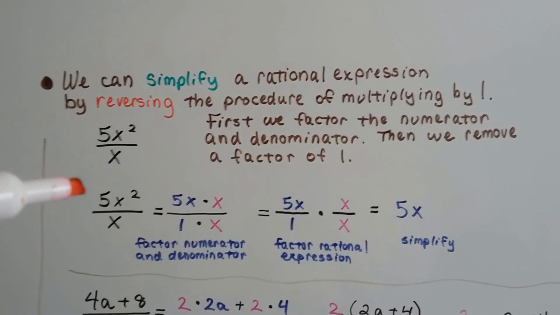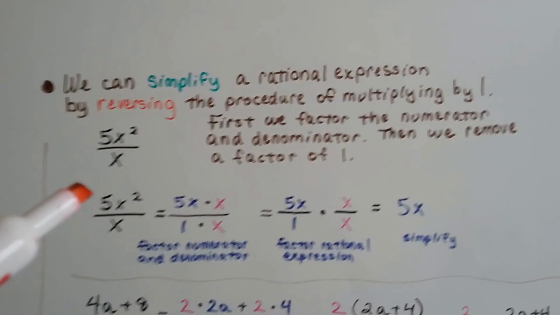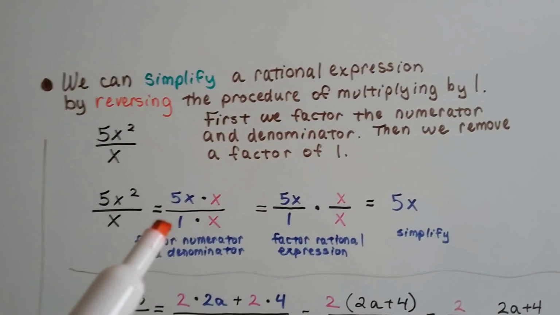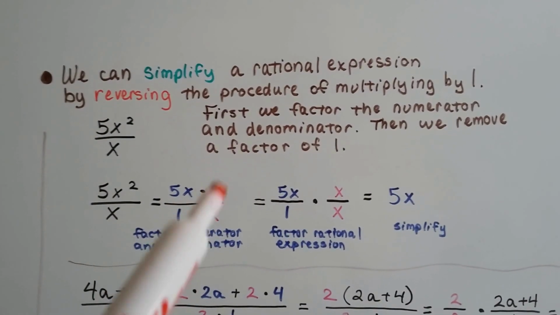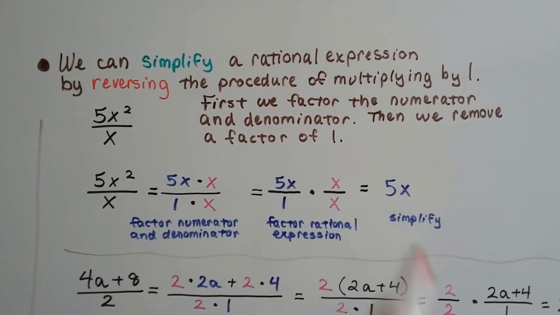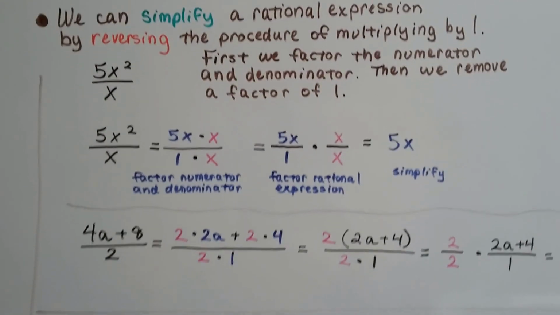So we've got 5x squared over x. We factor this as 5x times x, and this is 1 times x. We can see that this is the same numerator and denominator, so we can get rid of it. We can eliminate it, and we're left with 5x over 1, which is 5x when it's simplified. See? Let's try it with this one.